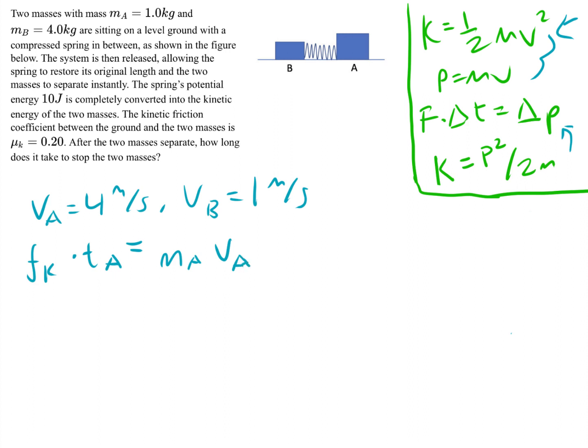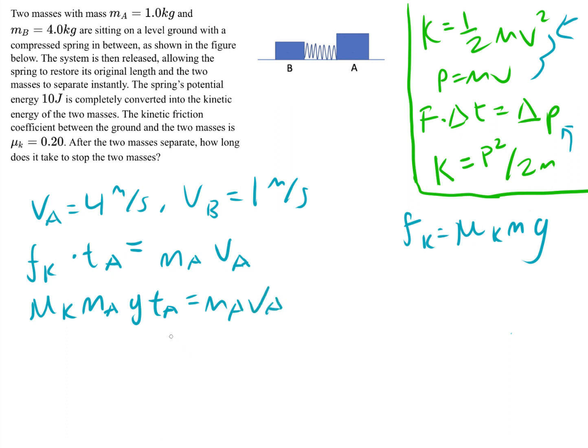Now we already have figured out the velocity. Again, the force of kinetic friction is equal to the coefficient of kinetic friction times the mass times the gravity. So we can just substitute in. So the force of kinetic friction is equal to the coefficient of kinetic friction times the mass of A times the gravitational acceleration times the time interval, the time that it takes to stop. And we can equate this. And then again, we don't need the mass. So I'm going to make a general equation here.